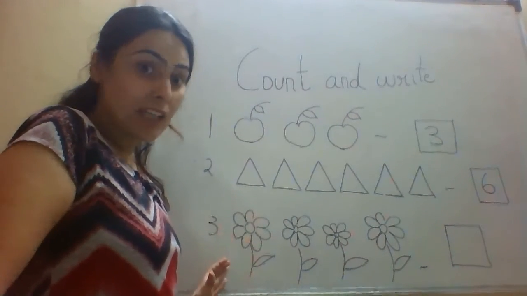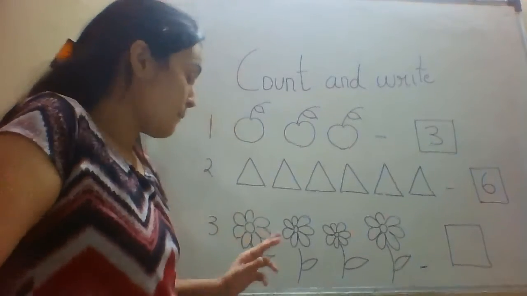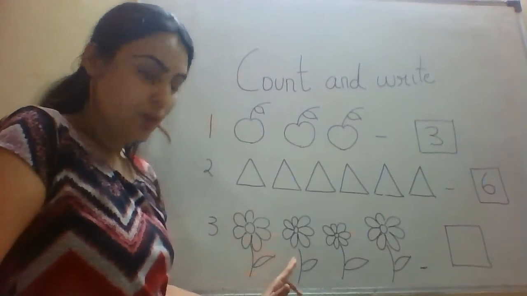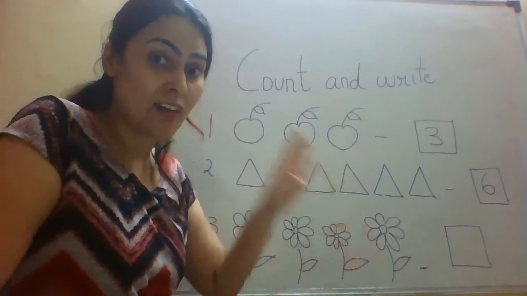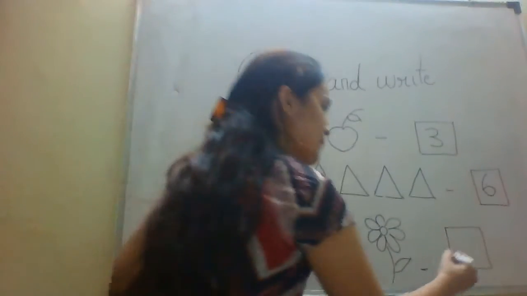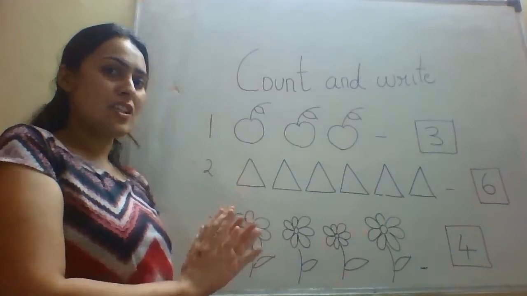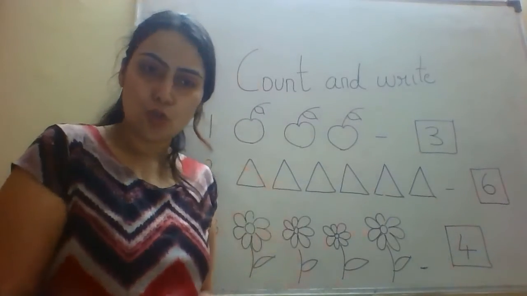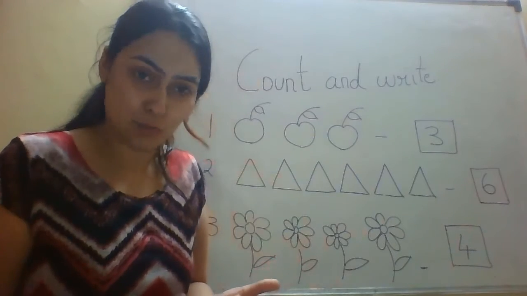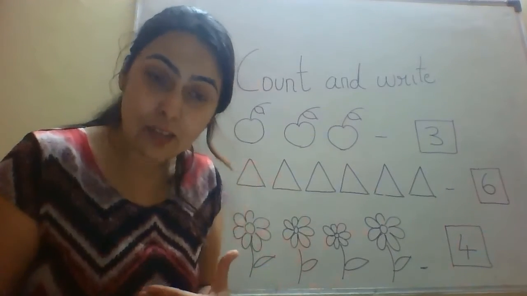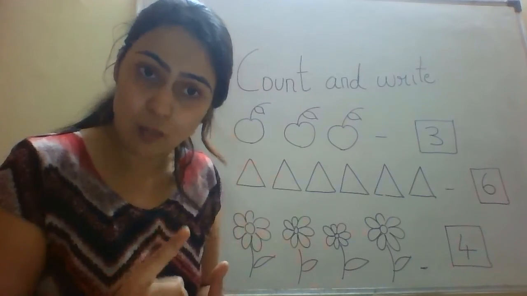Then in the next part we have flowers, right? Let's do the counting of flowers. 1, 2, 3, 4. So how many flowers are here? There are 4 flowers. So here we are going to write number 4. This is just an example that whenever you have to count something, you have to count properly one by one, and when you count, always start with number 1.